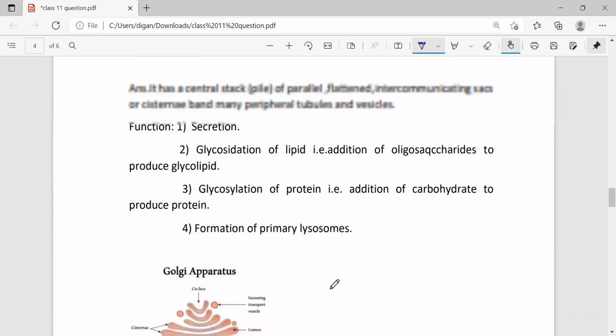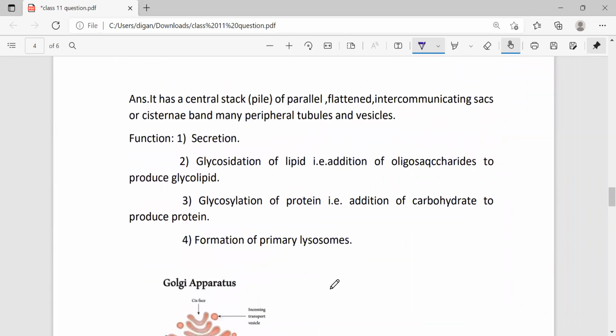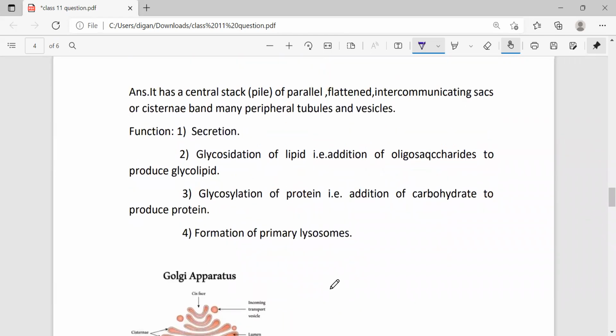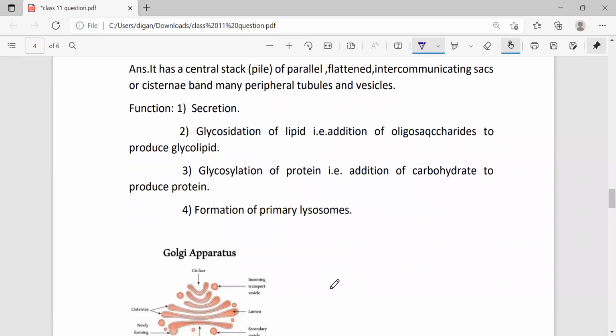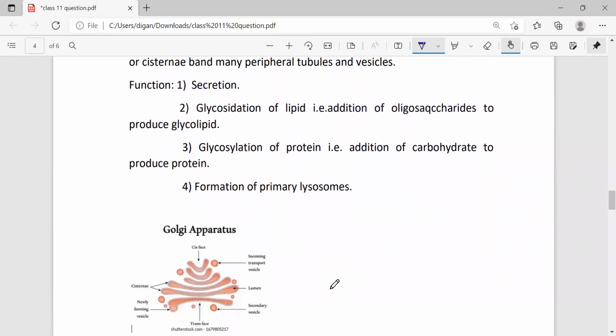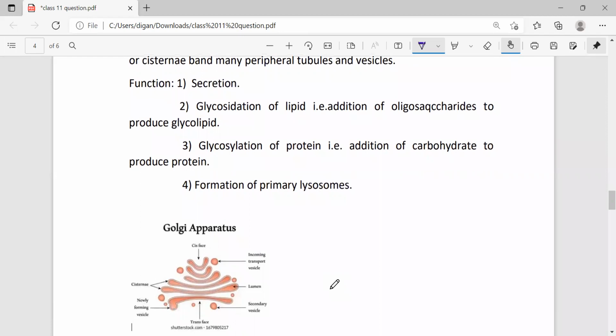First look at the structure. It is a central stack of a pile of parallel, flattened, intercommunicating sacs or cisternae, with peripheral tubules and vesicles. And what are their functions? The first function is secretion. Then the second function is glycosidation of lipid. Glycosidation means addition of oligosaccharides, that is carbohydrate, to the lipid.